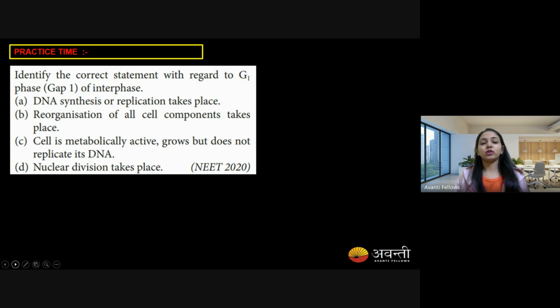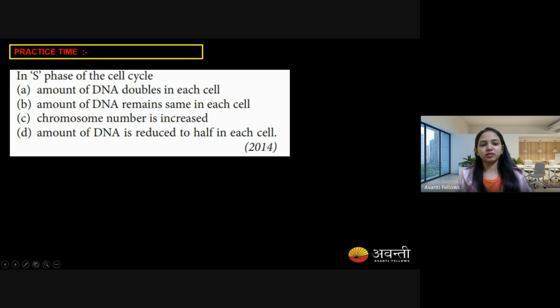Identify the correct statement with regard to G1 phase. Cell is metabolically active, cell will grow, but it does not replicate its DNA. Very well done. So the correct answer is C. Let's move on to the next question.